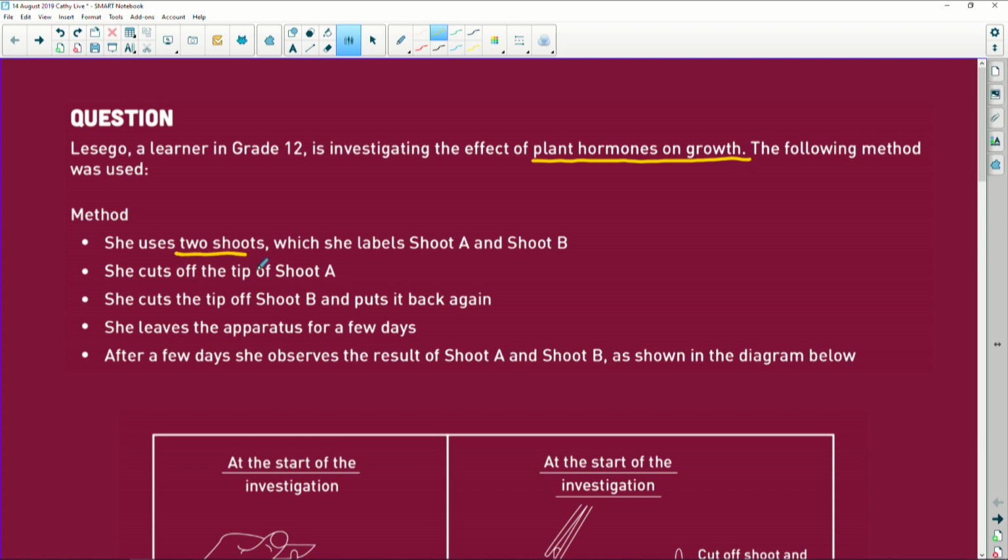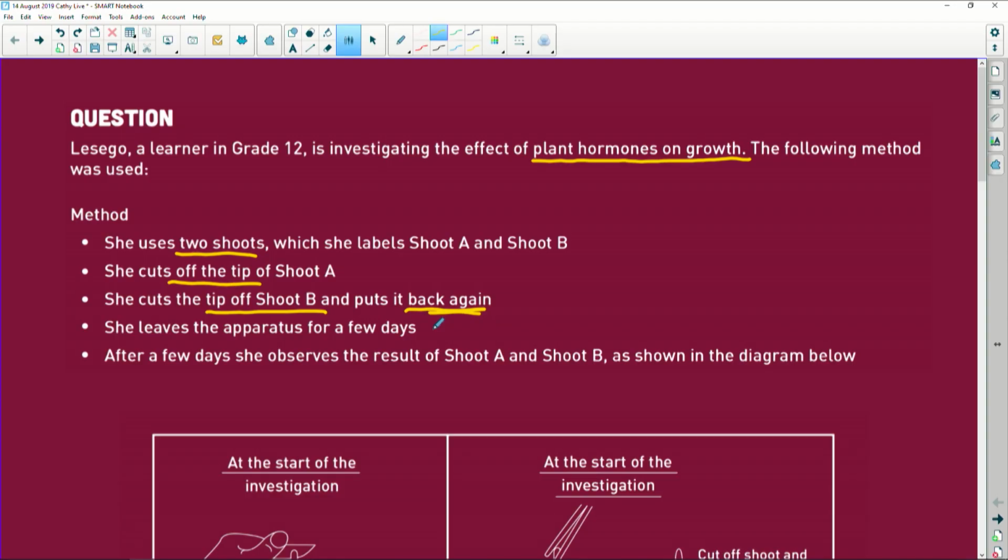She uses 2 shoots, and she labels them A and B. She cuts the tip of shoot A, so the tip is cut off, and she cuts the tip off shoot B, but she puts it back again. Once she puts it back again, you're going to have the plant hormones moving up and down. Even if you've cut it, they're still there. She leaves the apparatus for a few days, so she leaves it to grow. And after a few days, she observes the results of shoot A and B as drawn in the diagram below.